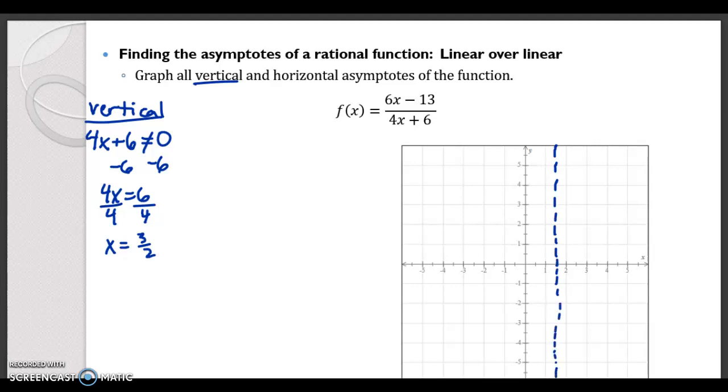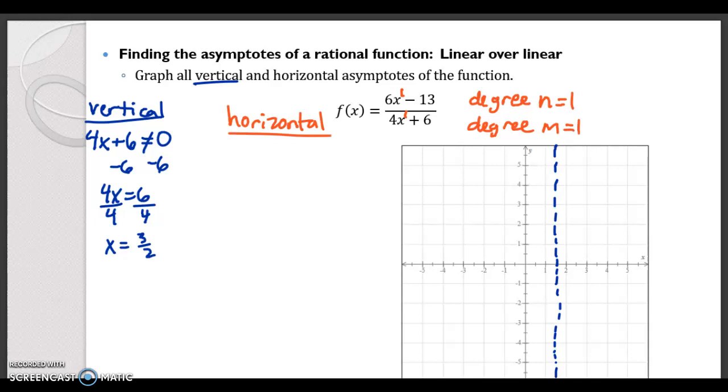Okay, now what about the horizontal? Well, for the horizontal, we look at the degree of the top and the degree of the bottom. The highest degree of the top is 1. So that means n equals 1. The degree of the bottom we refer to as m, and m here also equals 1.